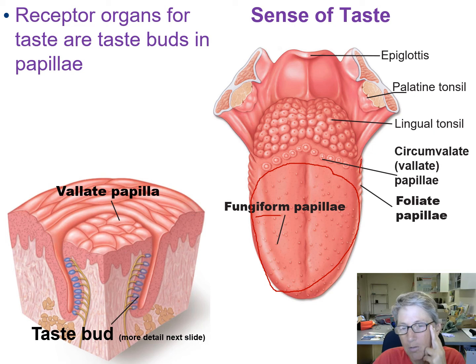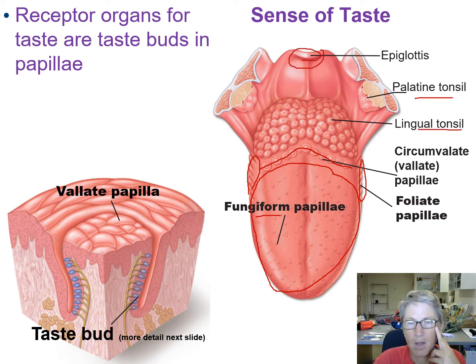And then along the side of your tongue, or the lateral borders, you have the foliate papillae, and then you have this stretch here called the circumvallate, or for short, vallate papillae. And then in the back of your tongue, you have some tonsils, lingual and palatine. And this is the epiglottis that covers the trachea when you swallow and you're trying to put something down your esophagus and not your trachea. Your epiglottis closes so that what you're trying to swallow does not go into your trachea.